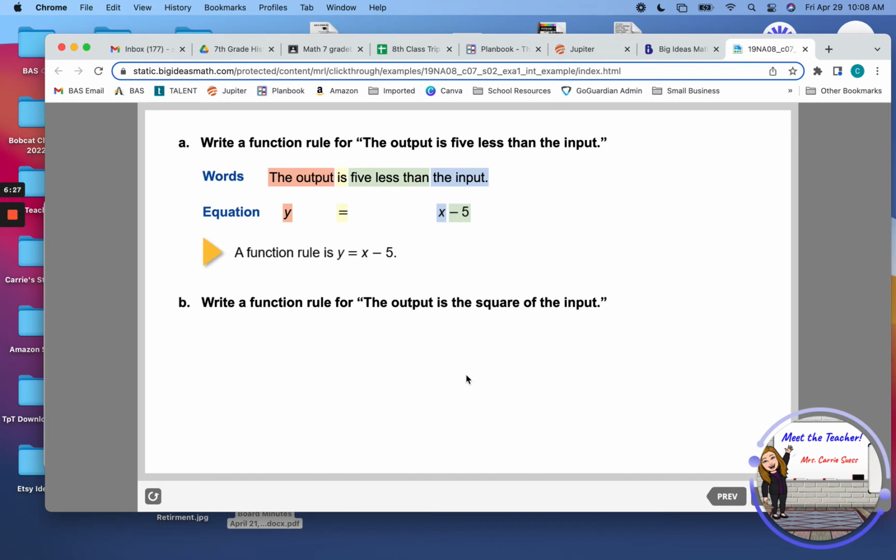Write a function rule for the output is the square of the input. So again, the output is what? Y. Y equals the square of the input. What's input? X. And what are we doing to it? So you're going to write X squared. Y equals X squared.